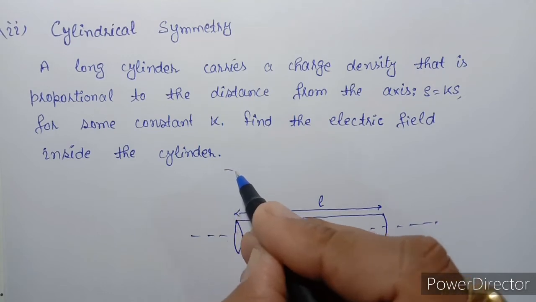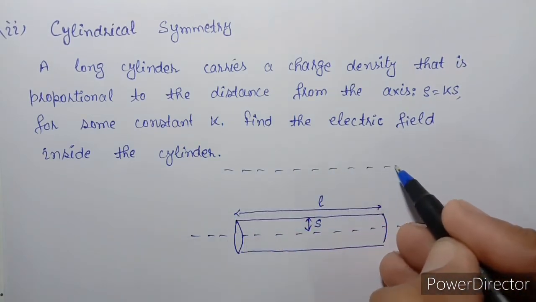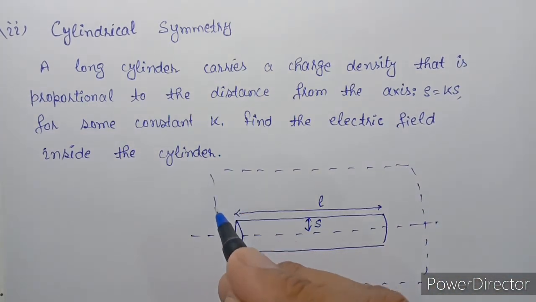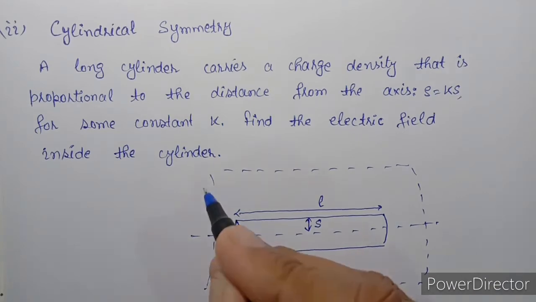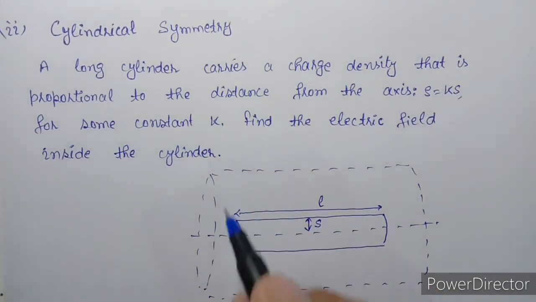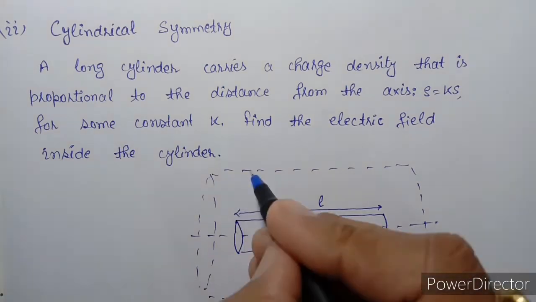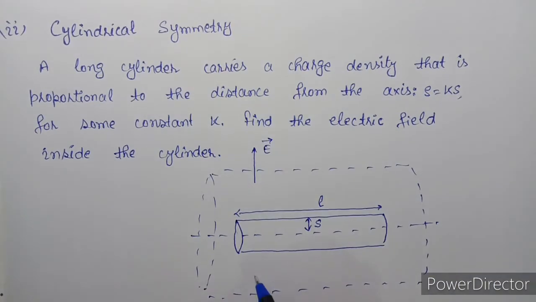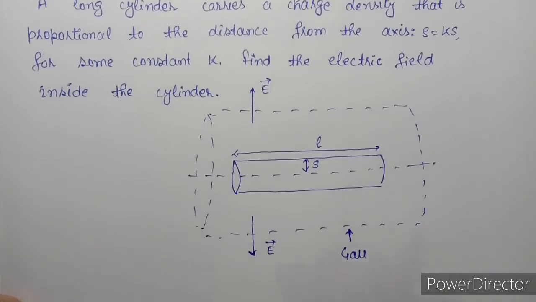Now here we require the Gaussian surface. So this is a Gaussian surface. That is a cylindrical symmetry. By symmetry, the direction of the electric field is either upward or downward. Again, this is a Gaussian surface.